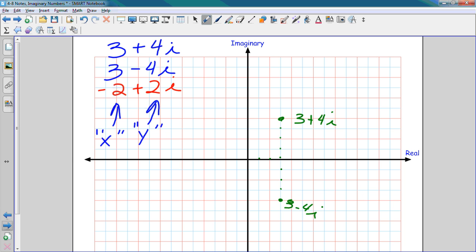Negative 2 plus 2i. Well, I'm going to go over negative 2 on the real number axis and 2 up on the imaginary. Any questions? That's pretty easy.